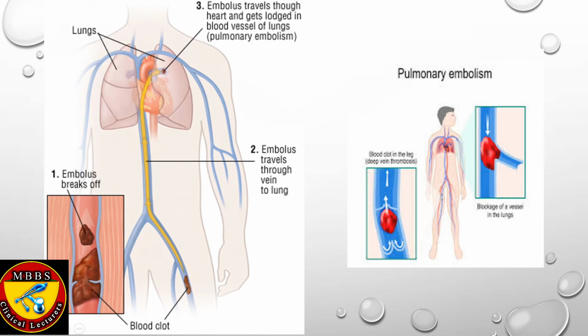So this deep vein thrombosis, you can see a blood clot present in the pelvic vein, or you can see a blood clot, a thrombus, present in the deep vein. It could get dislodged and travel through the vein to the lung, and the embolus travels through the heart and gets lodged in the blood vessels of the lung. So this is how pulmonary embolism occurs from the deep veins of the leg.